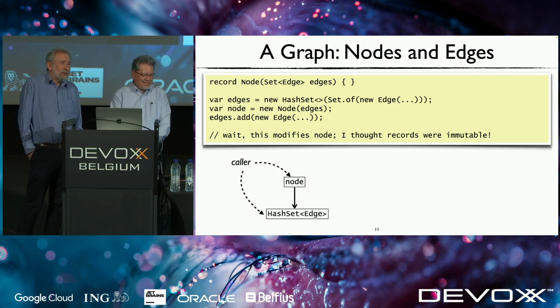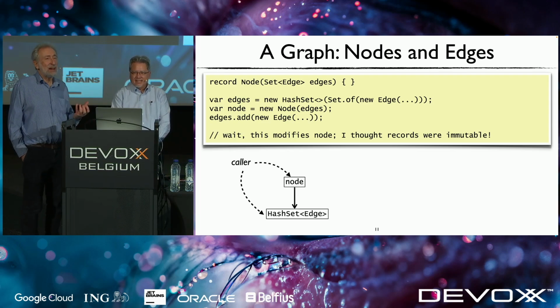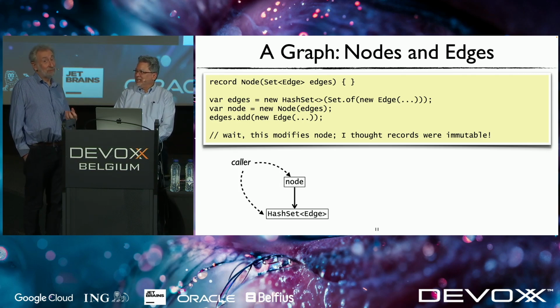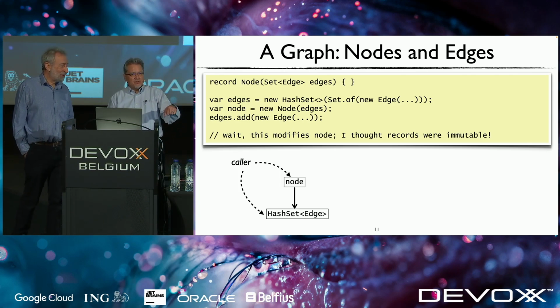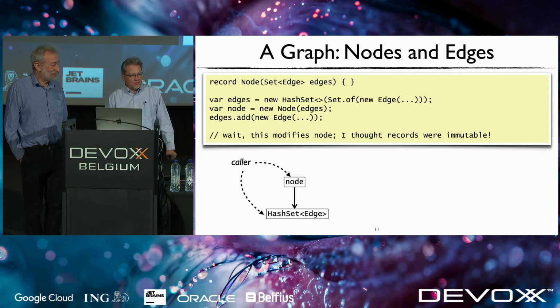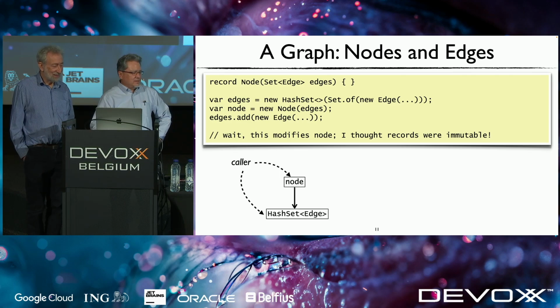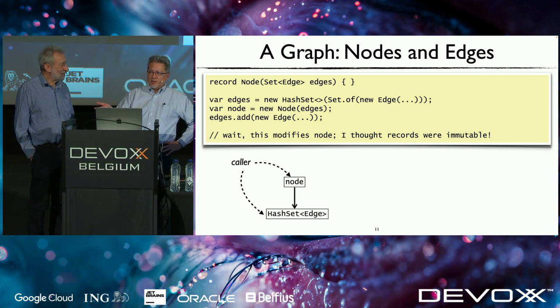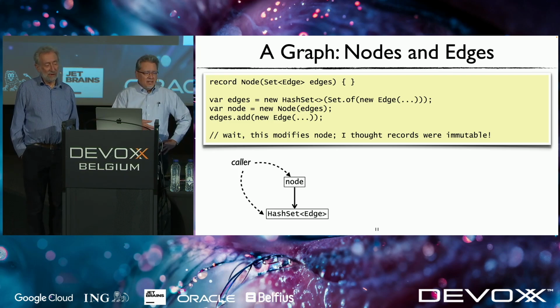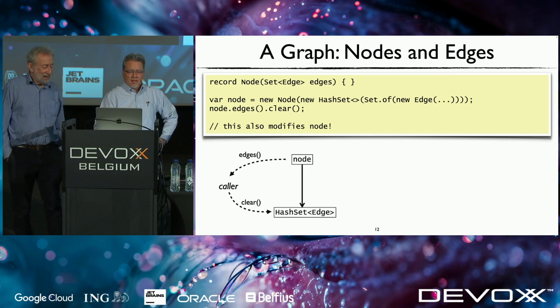So, if there's mutable data inside of your object and somebody else has access to that mutable data, they may mutate it. Yeah. So this isn't working. So the caller has a reference to the node it just created, but it also has a reference to the internals of the node. So that's kind of wrong. And also, records are supposed to be immutable, but we've just broken that because we just mutated it. Okay, so there's a problem there.